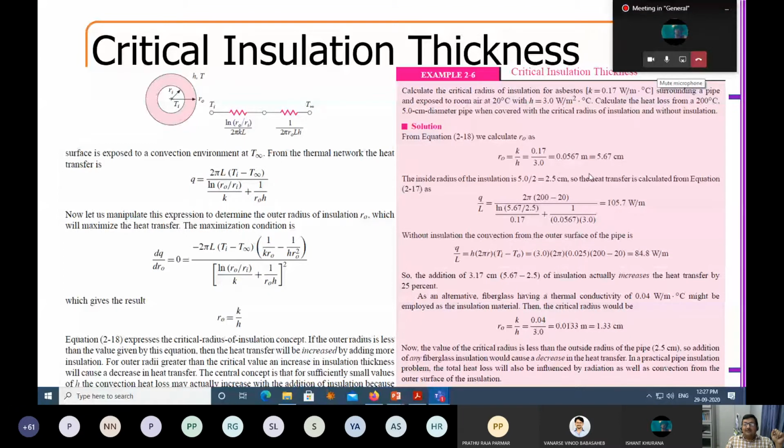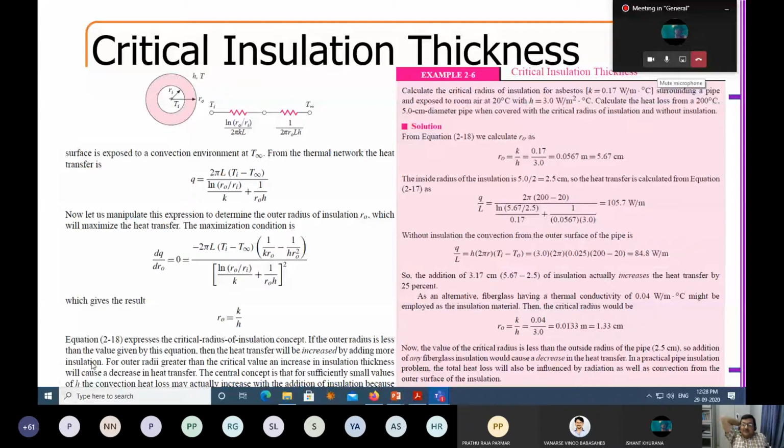Now say suppose you have got a pipe exposed to the surrounding, so suppose the pipe inner radius is 2.5. So you can see here, if you have an outer radius which is less than the value given by this equation, the heat transfer increases. This outer radius is now more than the value given, right? So then the heat transfer will be reduced by adding more insulation, right?